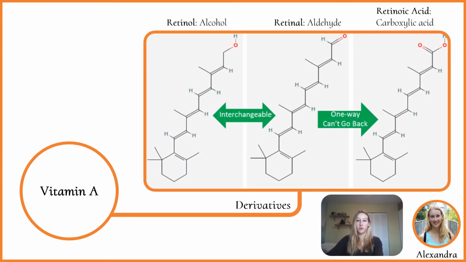Next we're going to look at the different forms of vitamin A. First off, we have retinol right here, which contains the alcohol group. Then we have retinal, which contains the aldehyde group. And finally, retinoic acid, which contains a carboxylic acid group. They can each be converted in our body in different ways. Retinol has the ability to convert itself to retinal, and retinal can also convert itself back to retinol, and therefore they're both interchangeable. Retinal has also the ability to convert itself to retinoic acid.